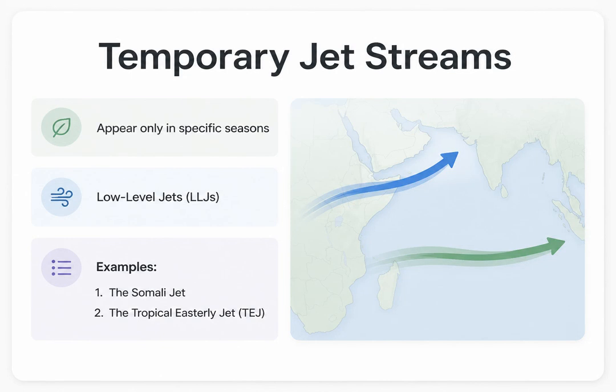Aside from the permanent jets, there are temporary jet streams that only appear during specific seasons. Unlike the high-altitude permanent jets, these are major high-velocity winds located in the lower troposphere, earning them the name low-level jets. The two most important ones are the Somali jet and the tropical easterly jet.